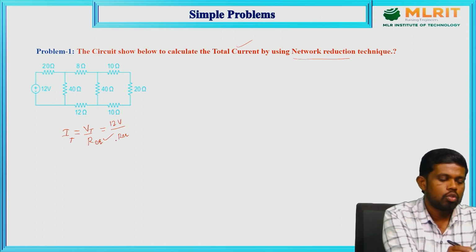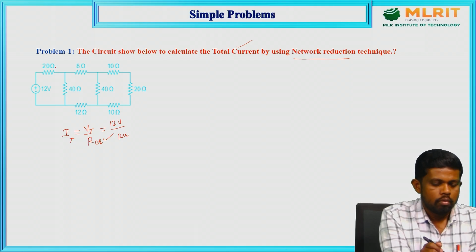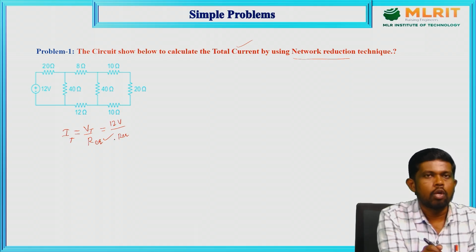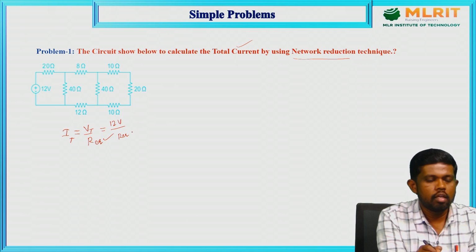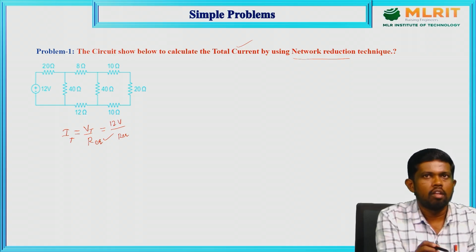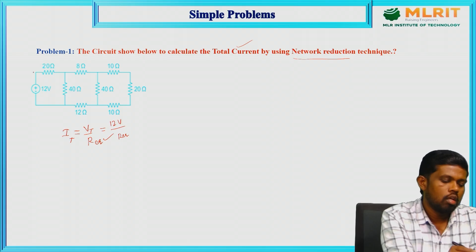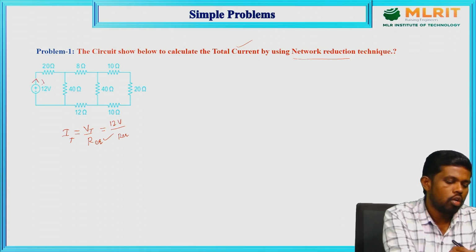For that, at the source, assume the current direction. Wherever we hear the word R equivalent in any circuit, we should know about the series and parallel combination of elements. Then we will easily get the equivalent resistance value. If different resistors are connected in series, the equivalent value is the addition of them. If elements are arranged in parallel, the equivalent value is the multiplication of the two elements upon the sum of the two elements.